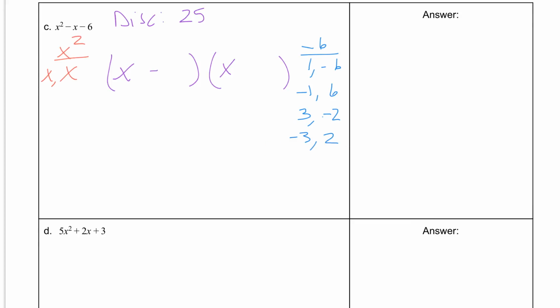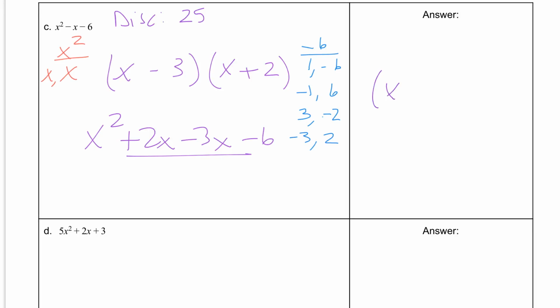So I'm going to put in minus 3 and plus 2. And remember, this trick only works if the leading coefficient is 1. And if I check this, x times x is x squared. x times 2 is 2x. Negative 3 times x is negative 3x. And negative 3 times 2 is negative 6. Looking in the middle here, positive 2 minus 3 is negative 1, which tells us that we do have the correct factors. So our answer is x minus 3 times x plus 2. If you have questions, let me know.